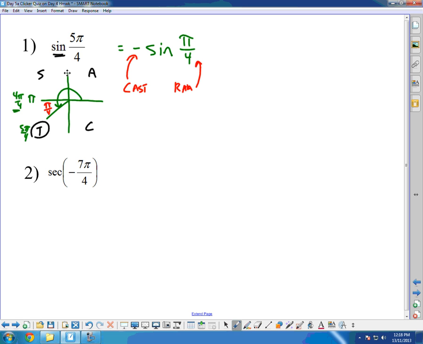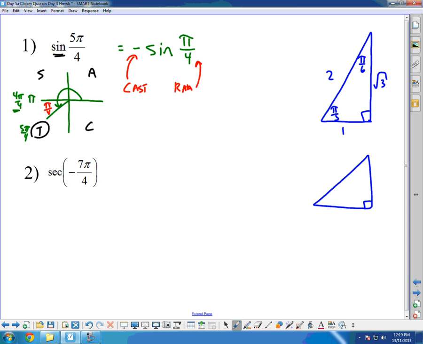And now we can go to our special triangles, and we'll probably draw that off to the side here to help us remember. So 1, 2, root 3. Remember, this is 30 degrees, or pi over 6. This one is 60 degrees, or pi over 3. This is 1, 1, root 2. This is the 45 degree one, or pi over 4, and of course they're both 45, so pi over 4.